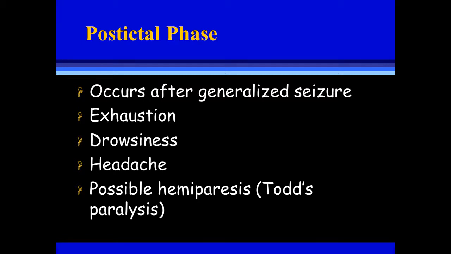And they may even present with what we call hemiparesis, which is Todd's paralysis. It's paralysis of one side. So it almost mimics a stroke in that they may not be able to move their right arm or their right leg. So when we talk about strokes, if they've had a seizure, that may indicate that it's not a stroke. It could be Todd's paralysis. Todd's paralysis usually lasts 24 hours.